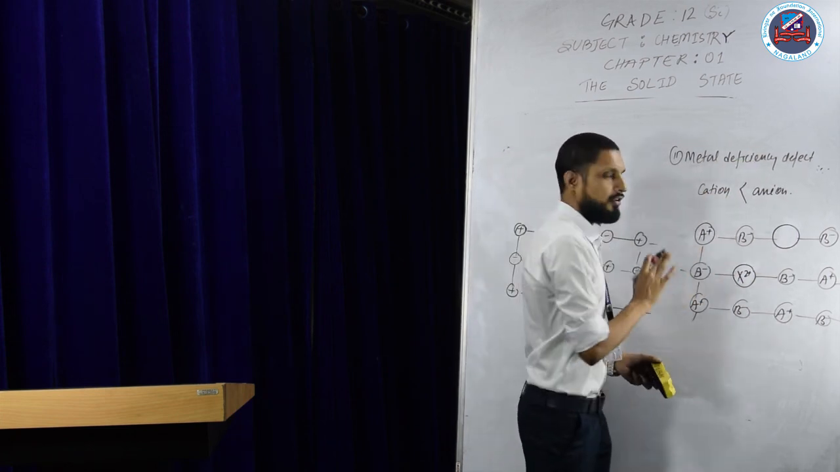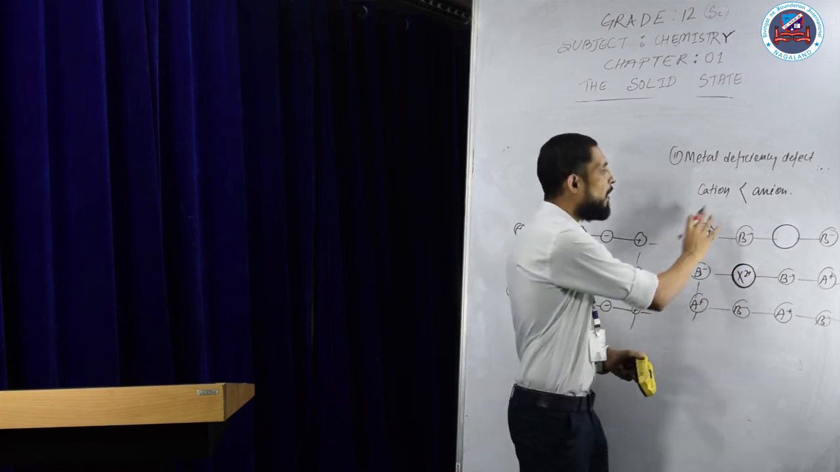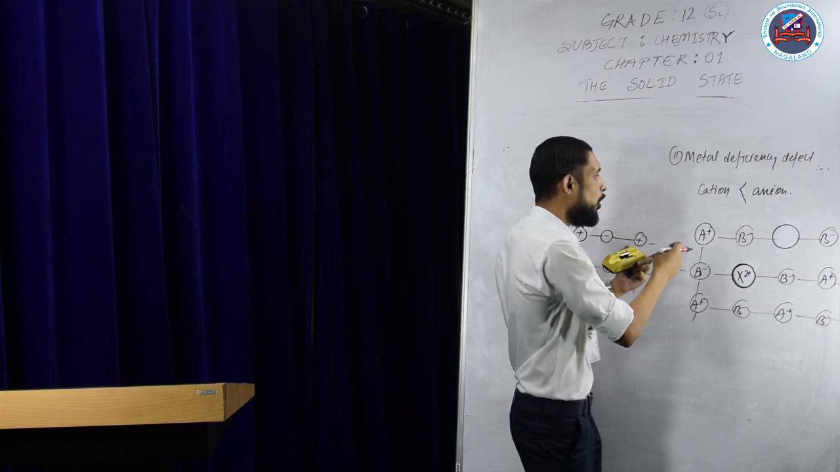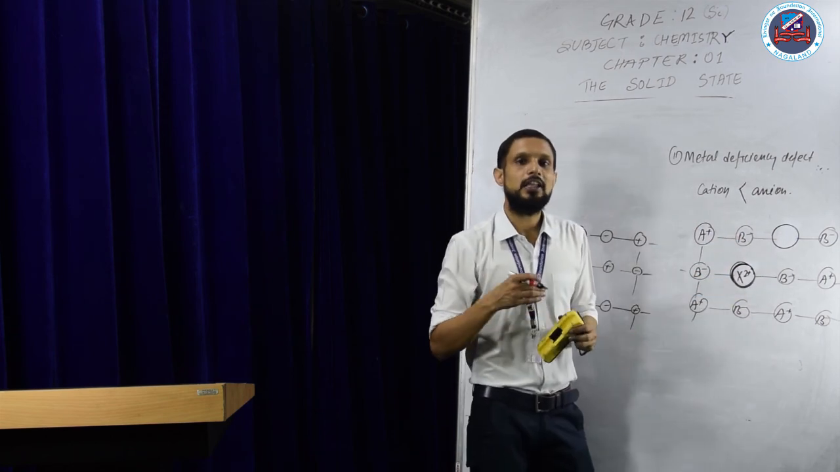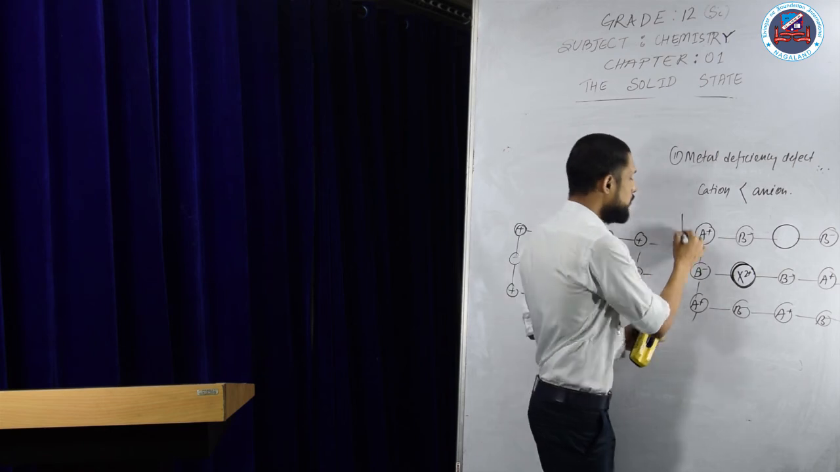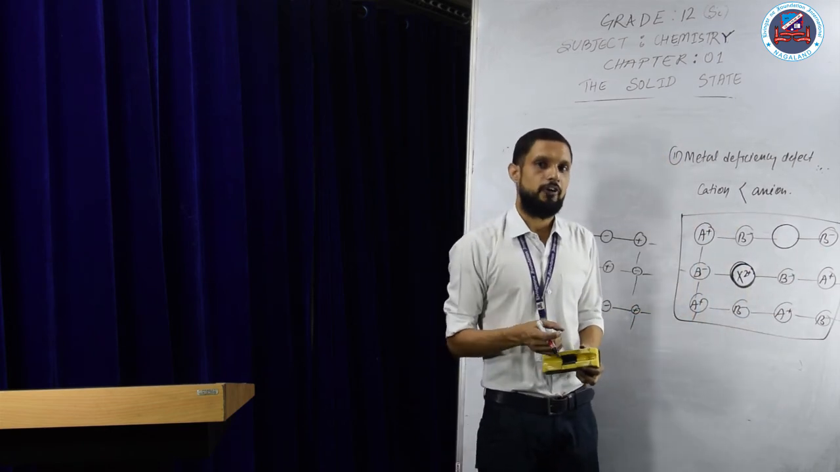Now in this crystal, you can see there is a foreign ion which is not part of the crystal. The crystal is formed of A positive, B negative, but X 2 positive will act as an impurity. So this is also considered as impurity defect.